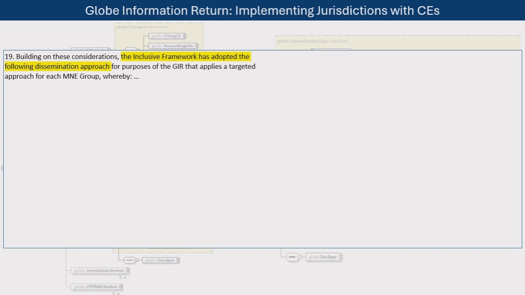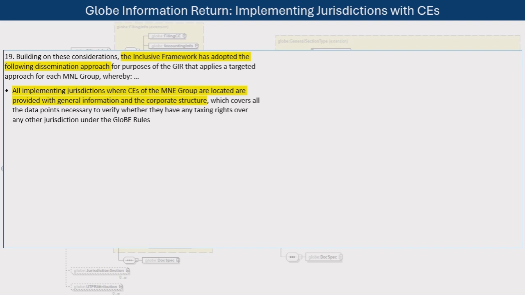And the same kind of uncertainties exist with regard to constituent entities, might even be more. Because again, the inclusive framework, paragraph 19, we've looked at before, has adopted the following dissemination approach: all implementing jurisdictions where constituent entities of a group are located are provided with general information and the corporate structure, which covers all the data points necessary to verify whether they have any taxing rights. Right now, there are two issues here. The one is, even if you just are a constituent entity, you get the whole group structure. Fine, that is okay. I mean, you already got the country by country report as well. Now you at least know where the boxes fit.